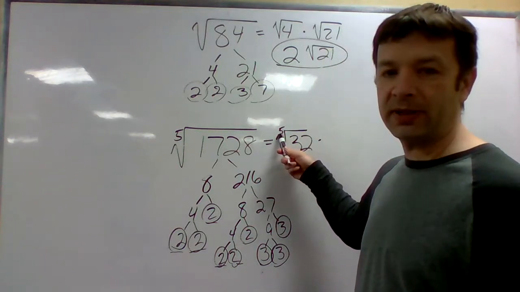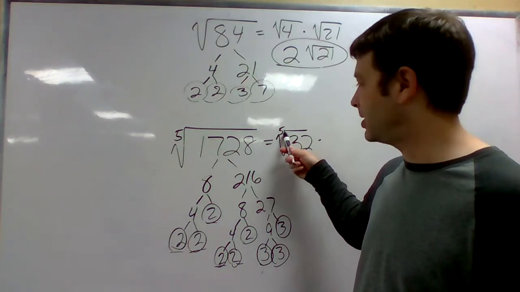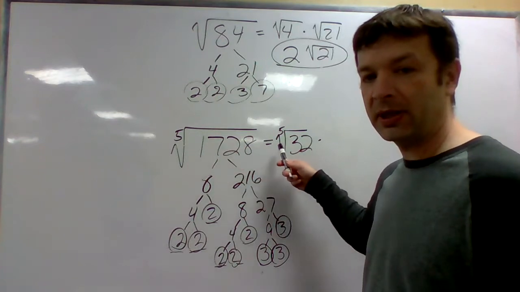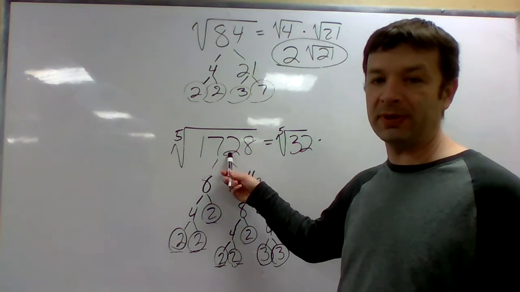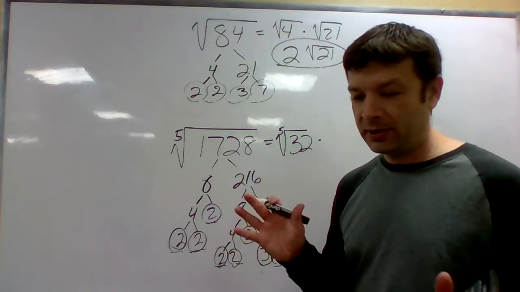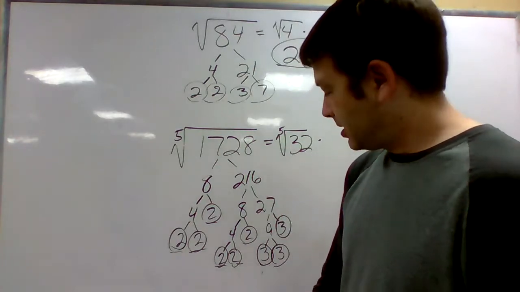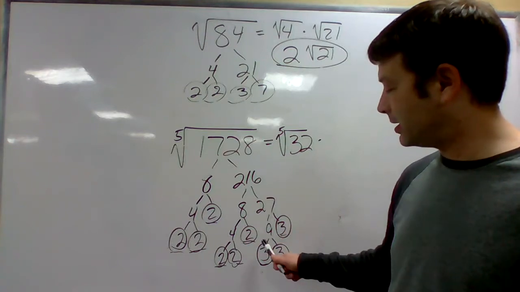Okay, some of us forgot this. We just kind of normally put a square root without thinking about it. This is actually a fifth root, just like this is. Fifth root of 32 times fifth root of something else equals fifth root of 1728. So you can only multiply the same kinds of roots together. And my leftover, I see a 2, a 3, a 3, a 3.